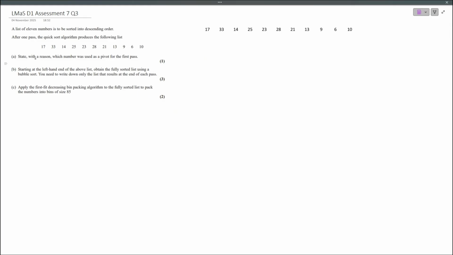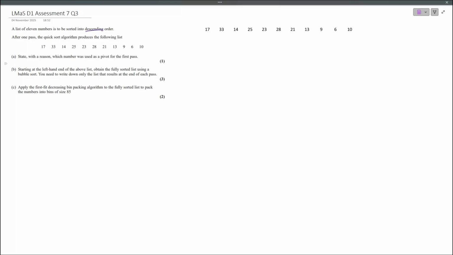This time we're attempting question 3 from Leeds Maths School Decision 1 Assessment 7. We're told that a list of 11 numbers is to be sorted into descending order. After one pass, the quicksort algorithm produces the following list. And we're asked to state with reason which number was used as a pivot for the first pass.